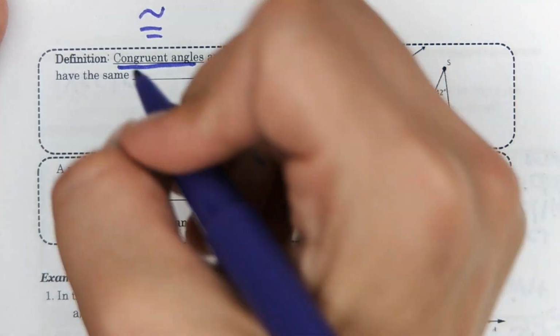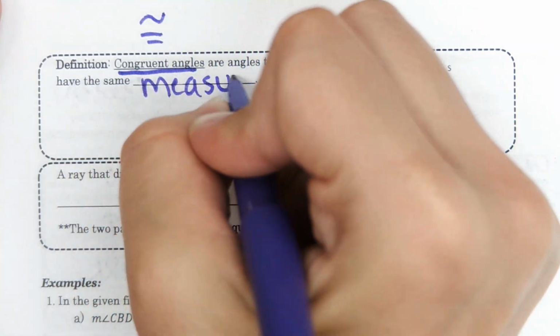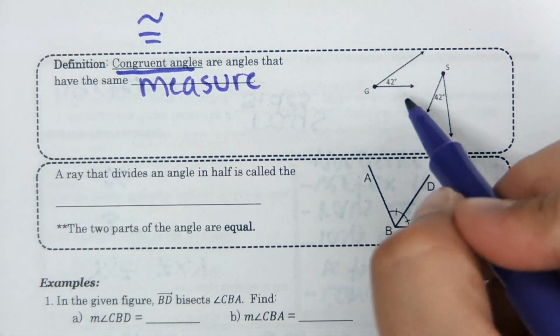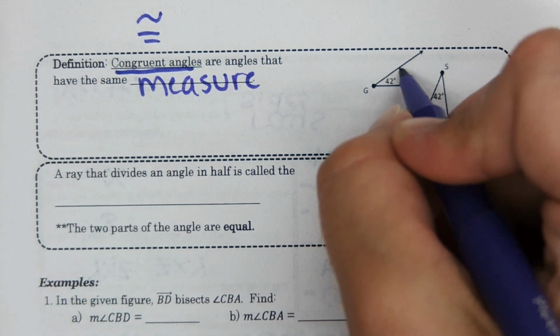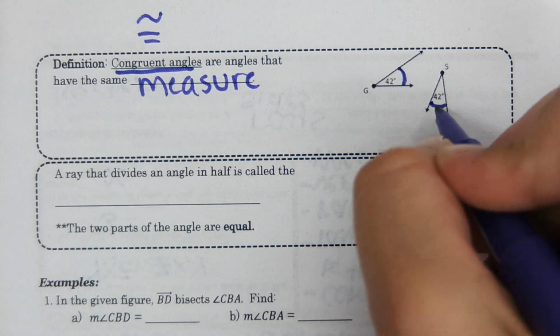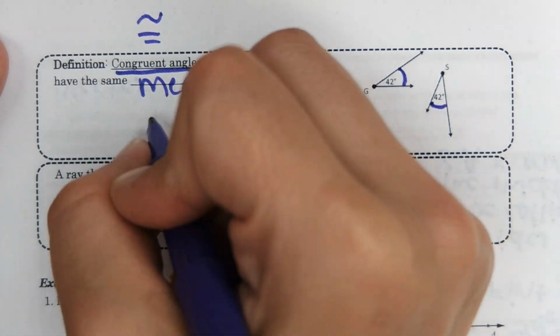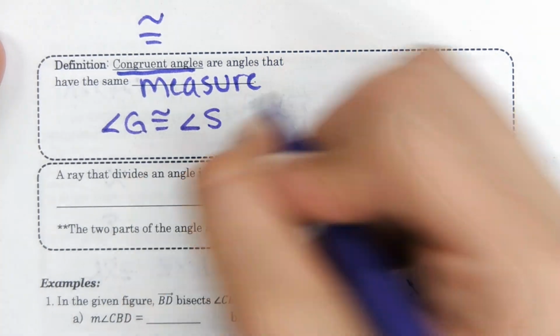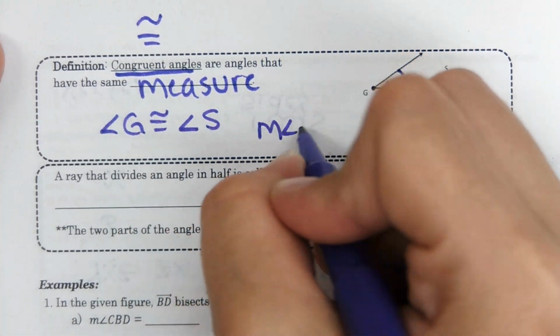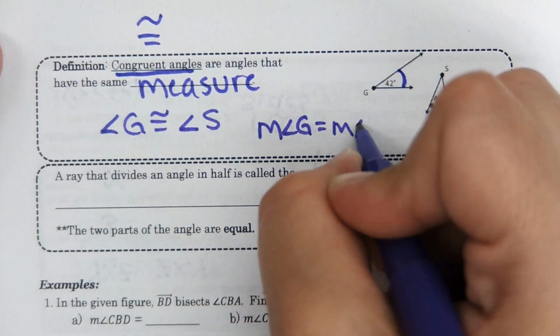Congruent angles are angles that have the same measure, like degree measure. So we can see two angles right here, and they're both 42 degrees. So we'll see this arc, and this arc means that they are the same measure as well. So we can say that angle G is congruent to angle S, meaning that the measure of angle G is equal to the measure of angle S.